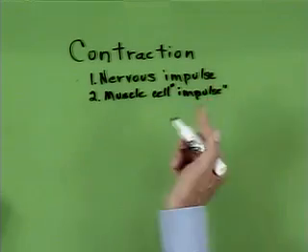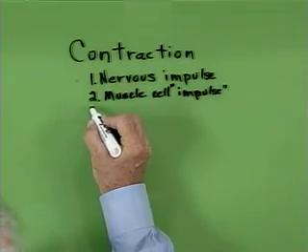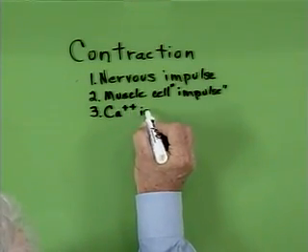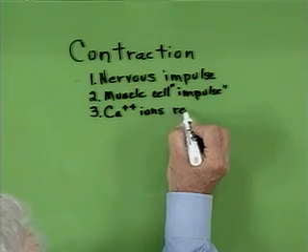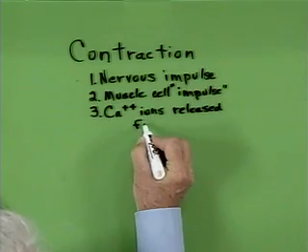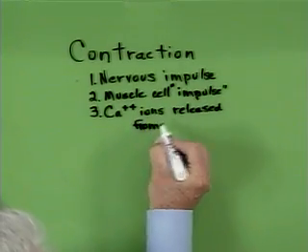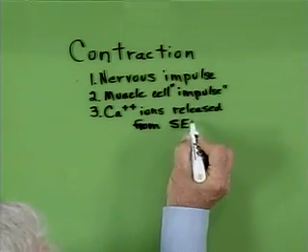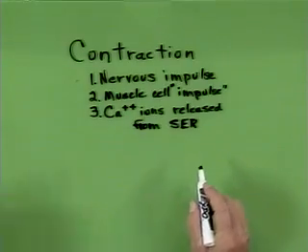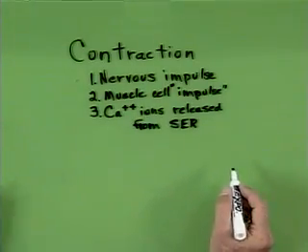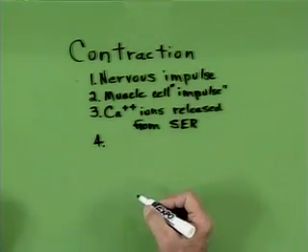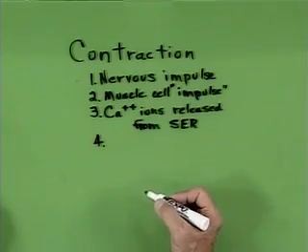That causes the release of calcium ions. And these calcium ions are actually released from the smooth endoplasmic reticulum. I'll just write SER, smooth endoplasmic reticulum. So calcium ions are released from the smooth endoplasmic reticulum. These calcium ions then attach to certain proteins on the thin myofilaments.